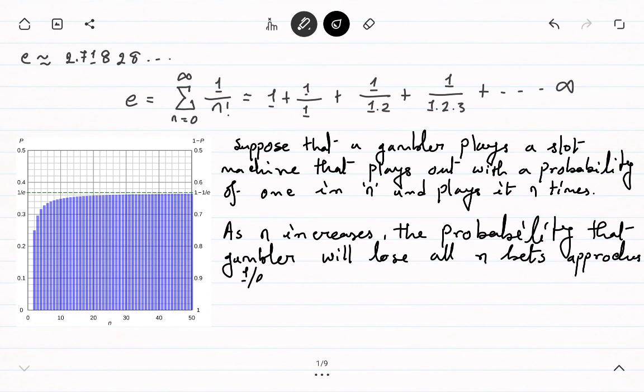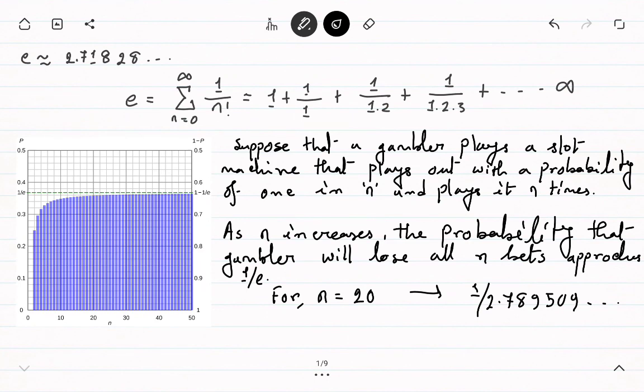1 by e. So for n equals 20, this is already approximately what it would be, approximately 1 by 2.789509 and so on. This is an example of a Bernoulli trial process.